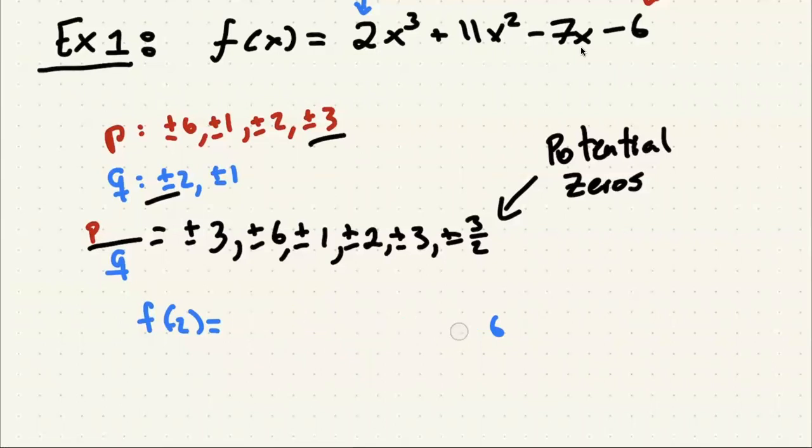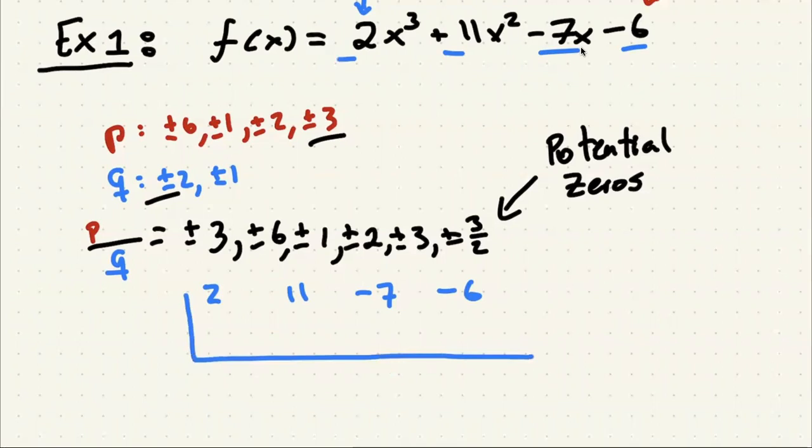All right, so which one? What is our zero, guys? Let's try. There's another way to do this, and we're going to use synthetic division to determine if something is a zero. So for synthetic division, you're going to take all these numbers in the front, and you're going to have 2, 11, negative 7, negative 6. I do synthetic division like this. I don't know how other teachers teach it, but this is how I've learned it. And you're going to pick one of these factors.